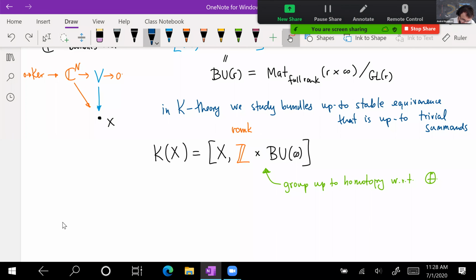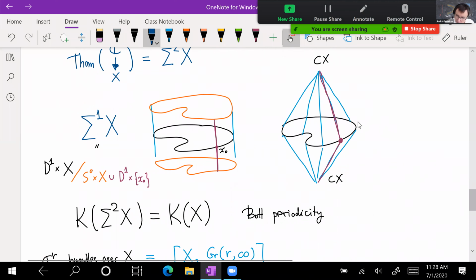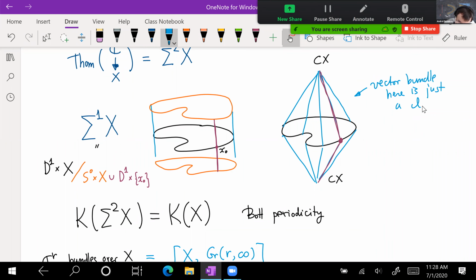Now we want to do the K-theory of the suspension of X. So let's just go back to this picture. If I have a vector bundle on the suspension, that is just a clutching function here.